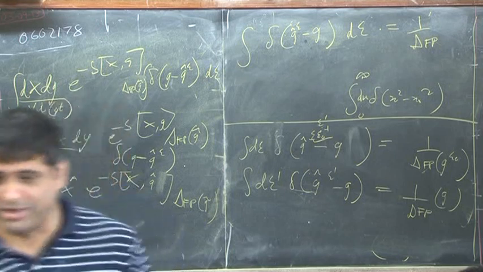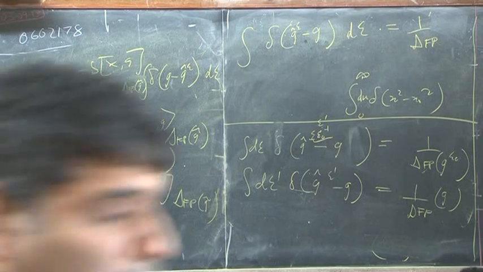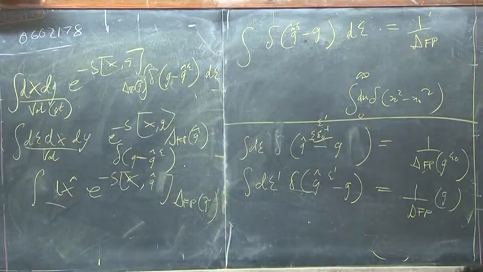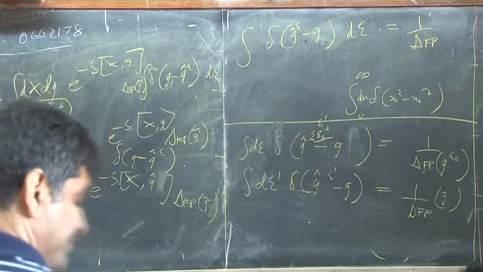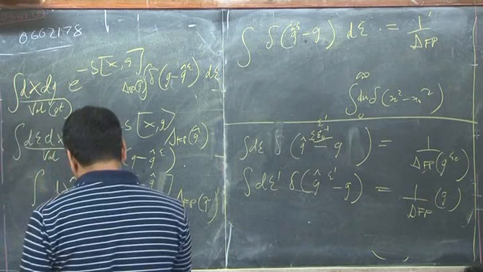And now we're sort of in business. You see, because now we've reduced our path integral to a path integral only over the x space. G has been replaced by this G hat.